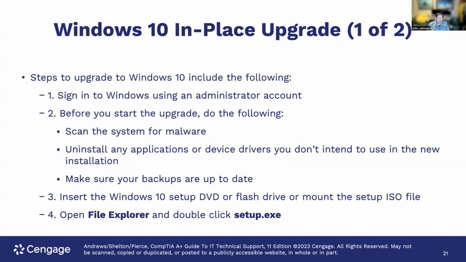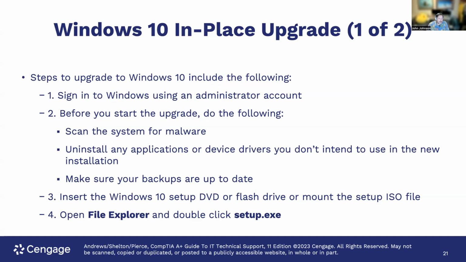So, Windows 10 in-place upgrade. Steps to upgrade to Windows 10 include the following. You need to sign in to Windows using an admin account because admin's going to need the advanced privileges there. So before you start the upgrade, you need to do the following. You need to scan the system for malware. Again, I mentioned my opinions on this earlier. I stick by them. You need to uninstall any applications or device drivers you don't intend to use in the new installation. That's a good point.